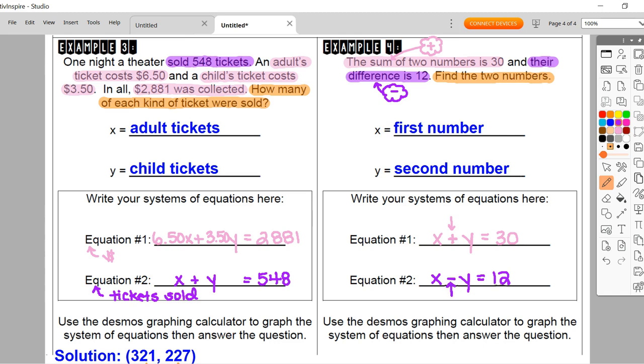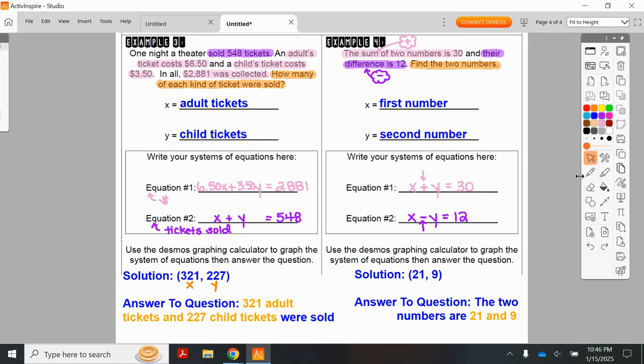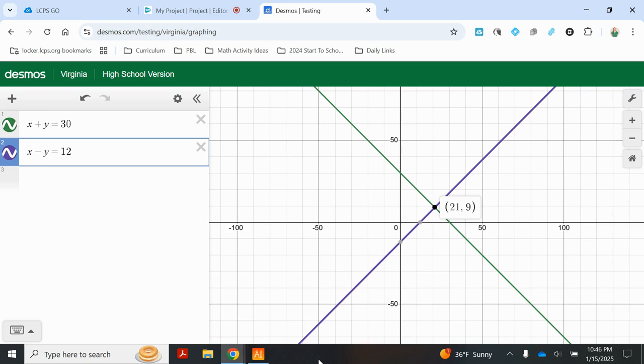Now I put that in Desmos to find my answer. Again, as a reminder, for the first equation, I knew that it was going to be the sum, so I placed that between my two variables. I knew the second equation had to be all about the difference, which represents subtraction, hence why I put the subtraction between my two variables, my two numbers. We go ahead and put equation number 1 in Desmos in the first line and equation number 2 in the second line.